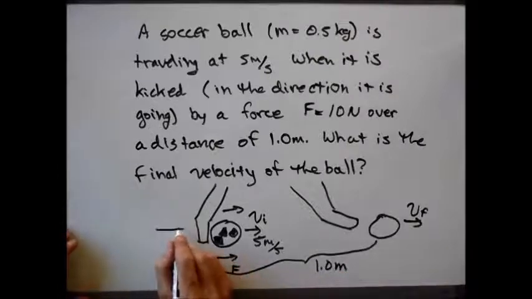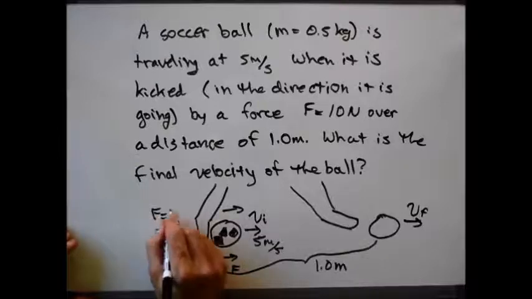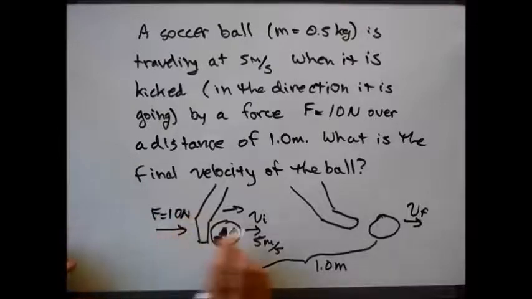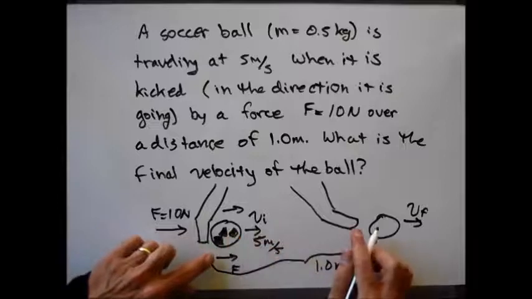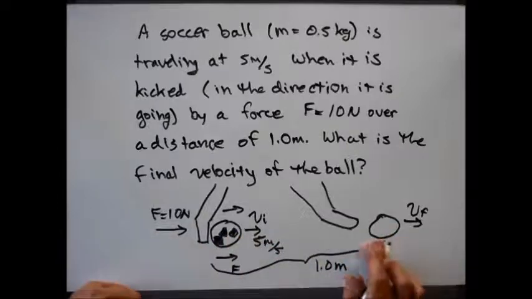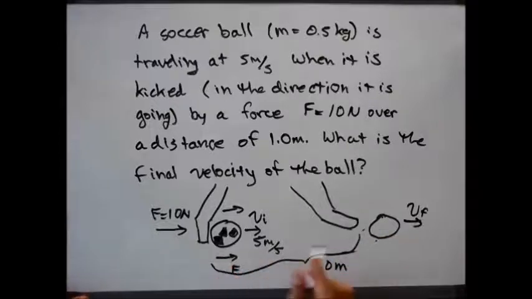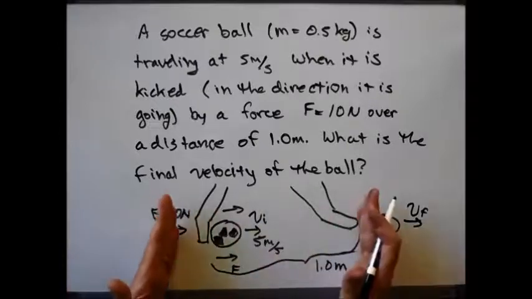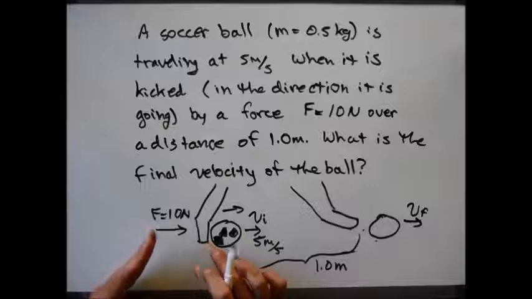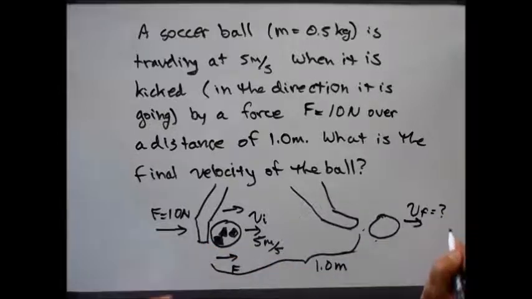So here's my force F that's applied to the ball, and it's applied the whole time the foot is in contact with the ball. Well, maybe it goes up to here, right? It looks like the ball's already left by a little bit. But so the foot is in contact with the ball for a meter, right? And during that time, it changes the velocity of the ball.